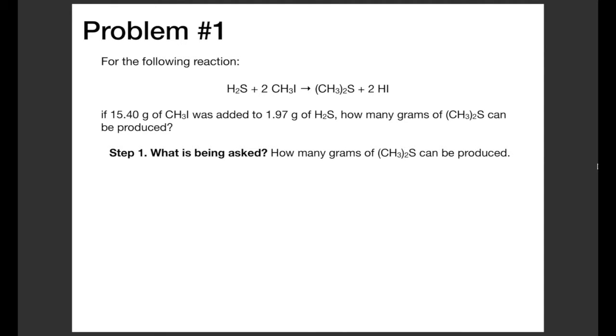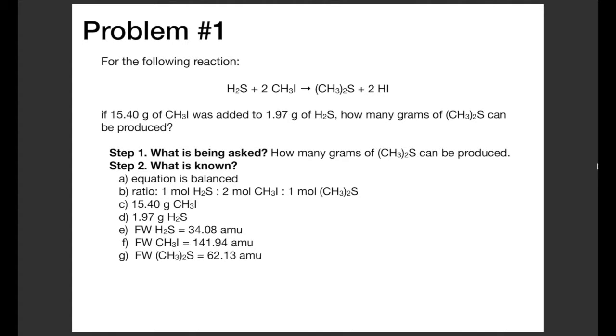So what the problem is asking is how many grams of dimethyl sulfide are going to be produced. Items that we know or that we can calculate easily are, first, we can see that the equation is balanced. The second thing is that our stoichiometric ratio is 1 mole of dihydrogen sulfide to 2 moles of methyl iodide to 1 mole of dimethyl sulfide. We're starting with 15.40 grams of methyl iodide. We're starting with 1.97 grams of dihydrogen sulfide. And we can calculate the formula weights of dihydrogen sulfide, methyl iodide, and dimethyl sulfide.